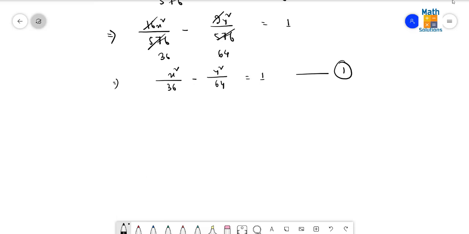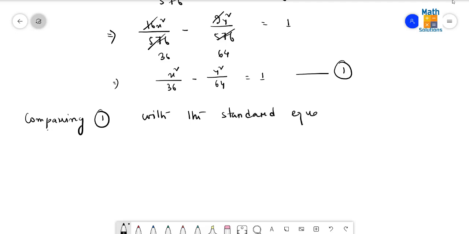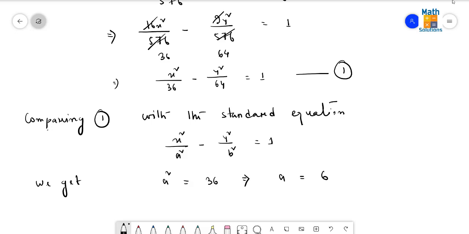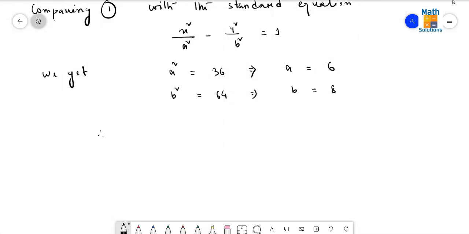Now we can compare this with the standard form. Comparing 1 with the standard equation. What is the standard equation here? Of course this one. Already I told you. Equals to 1. We get a square equals to 36. That will imply a is equal to 6. Then b square is equal to 64. b is equal to 8. So here in this case, after that we need to find out the value of c. So c is equal to square root of a square plus b square, and we shall be getting here in place of a square it will be 36, in place of b square the result will come as 64, and then the sum is of course 100 and the result will come as 10.